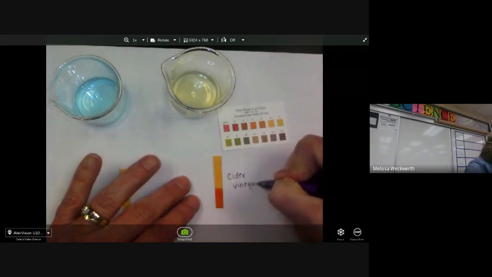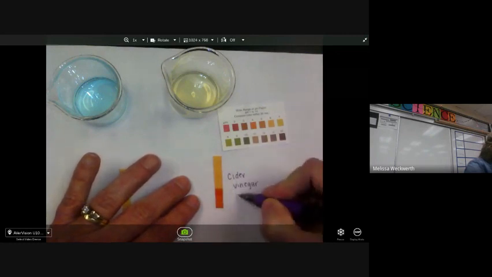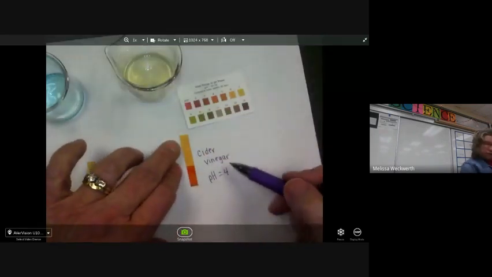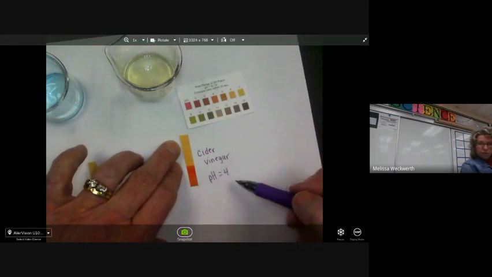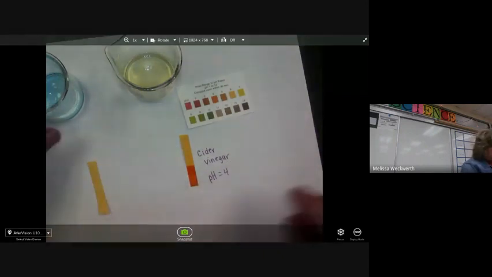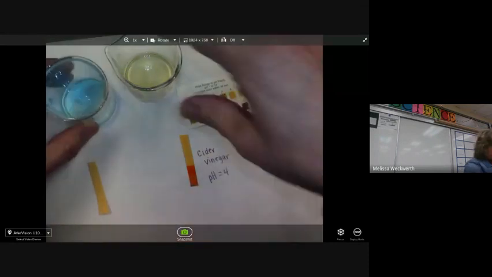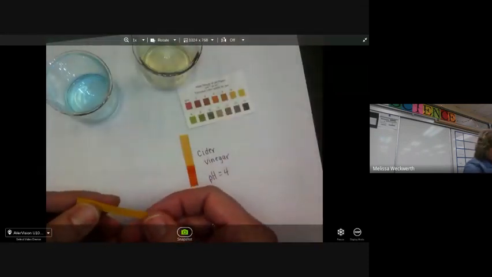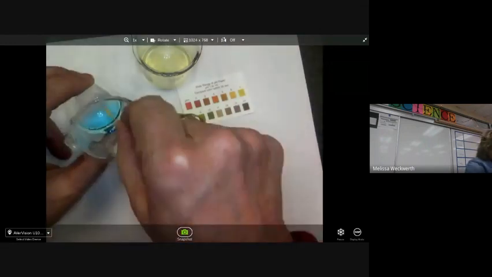cider vinegar, and then I'm going to write pH. So this is exactly what I need you to do for 4 different substances, okay? As I showed you before, the other substance that I already have ready here is window cleaner or glass cleaner, okay?